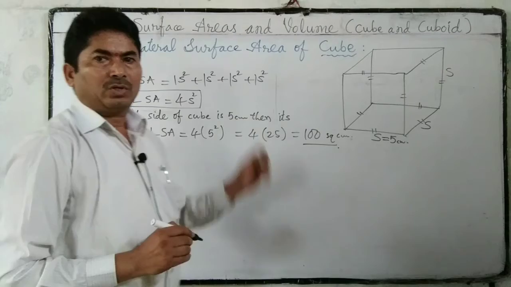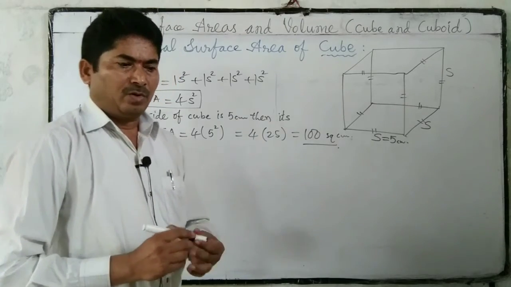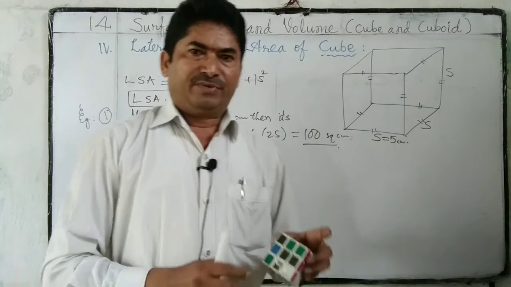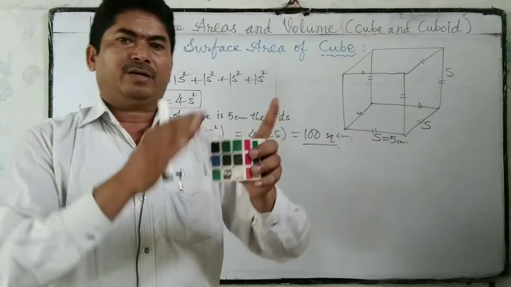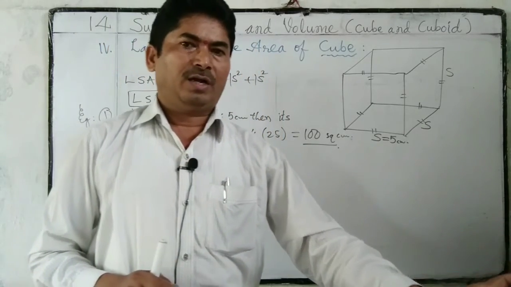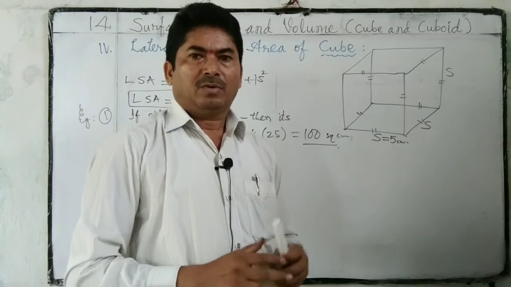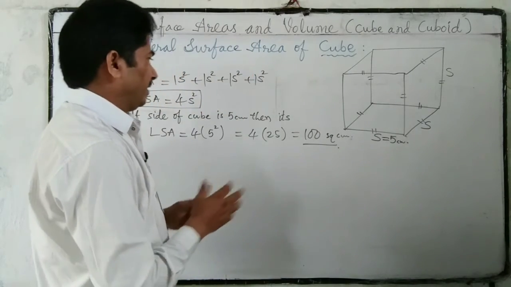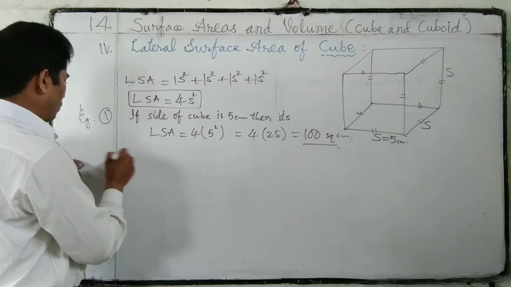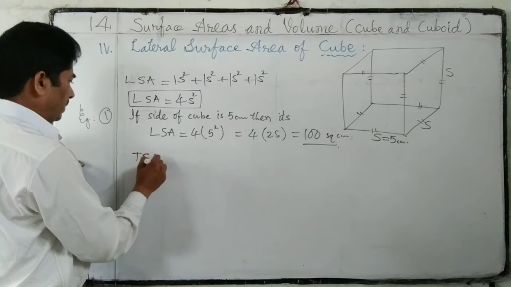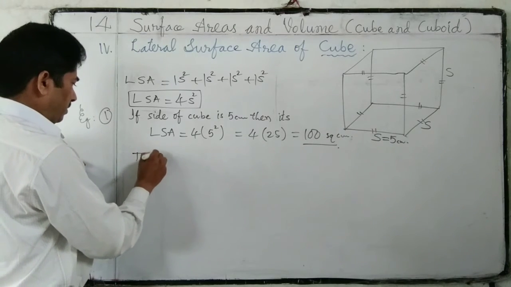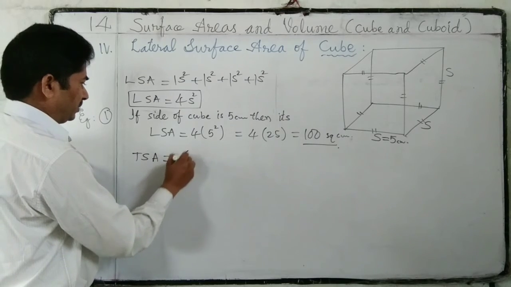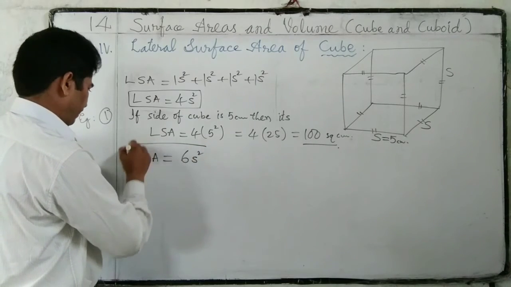Next, total surface area. We understood total surface area, bottom and top. So total 6 faces are all equal. So total surface area of cube is equal to 6s square.